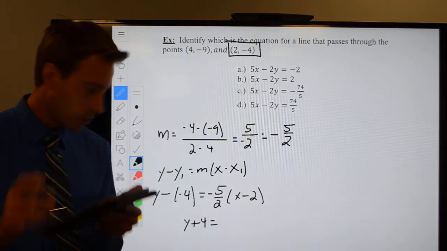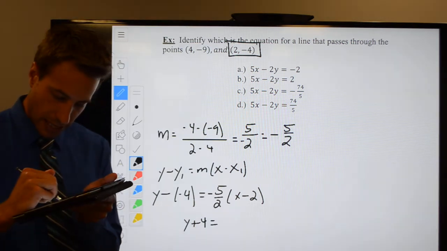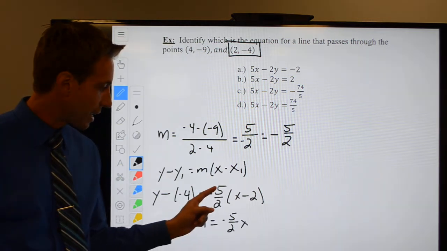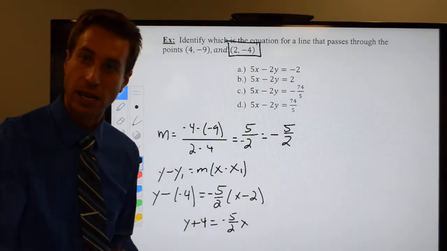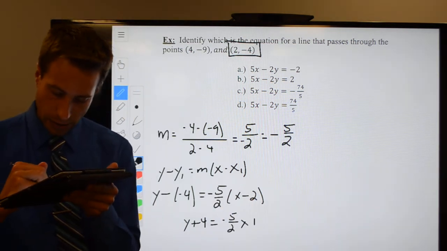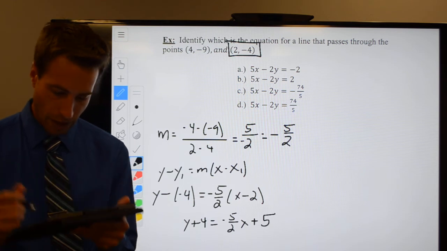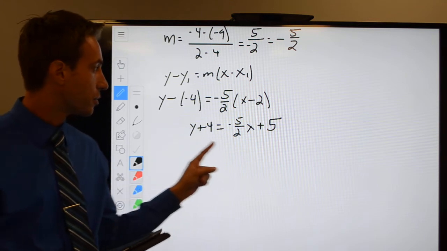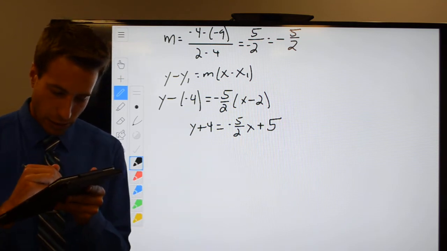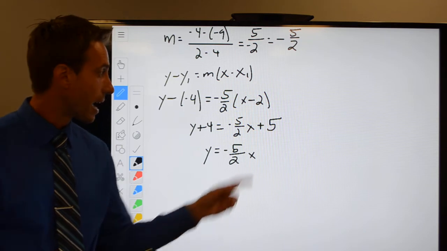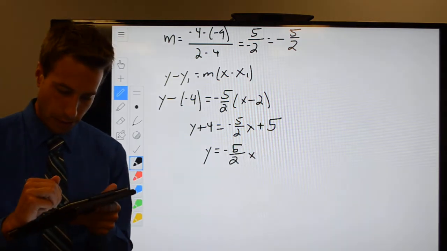So I now have y plus 4. I'm going to distribute my negative 5 halves, which gives me negative 5 halves x. And when I multiply negative 5 halves times the negative 2, the negative signs will cancel each other out. The 2's will cancel each other out, and I will be left with 5. All right, let me slide this up a little bit. Here we go. I need to subtract 4 to the other side, so y is going to be equal to a negative 5 halves x, and then I'm going to have 5 minus 4, which should be a plus 1.